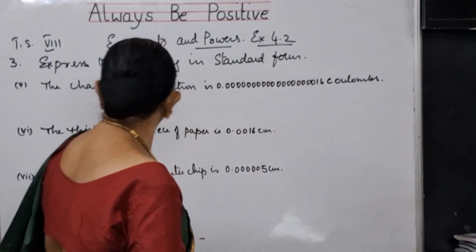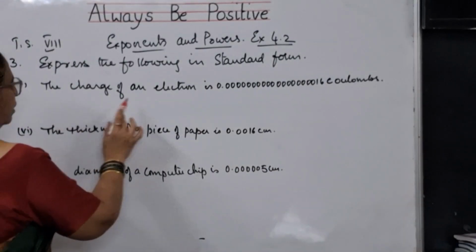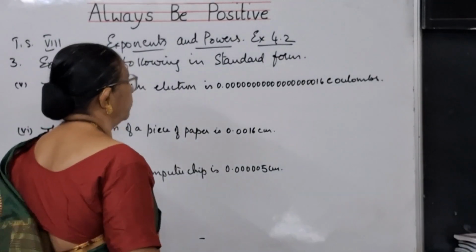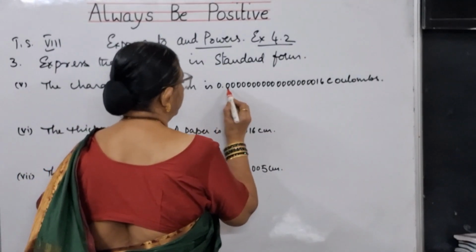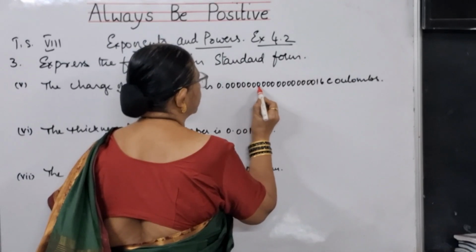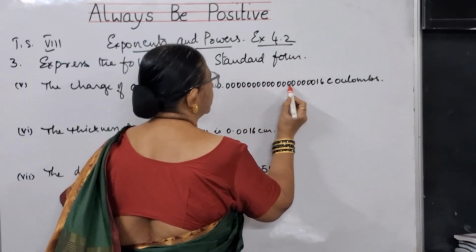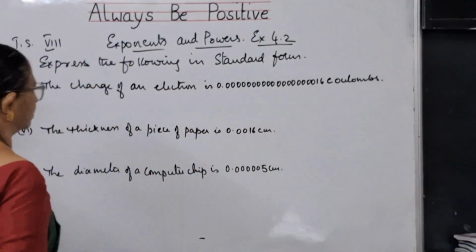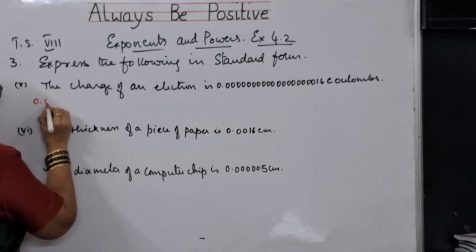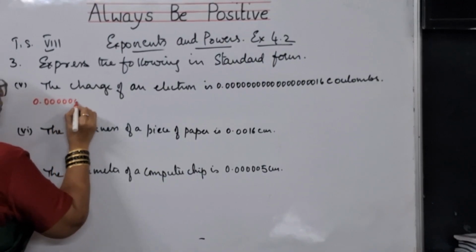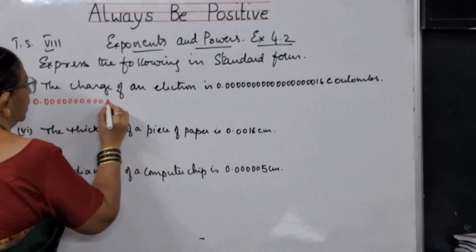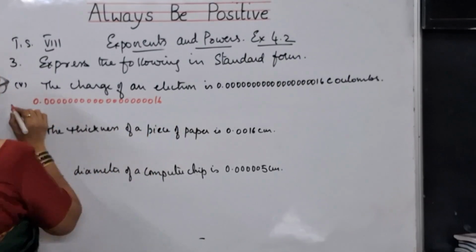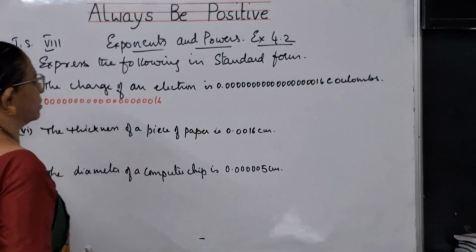Now, the next part, fifth question. The charge of an electron is this much big number they have given. So let us see how many zeros are there after decimal. 1, 2, 3, up to 18 zeros are there. After that 1 and 6. So the number is 0 point, 18 zeros, and then 1, 6. Okay, this is given.